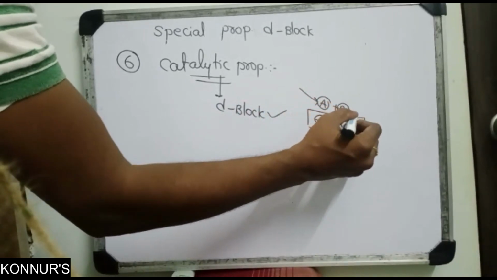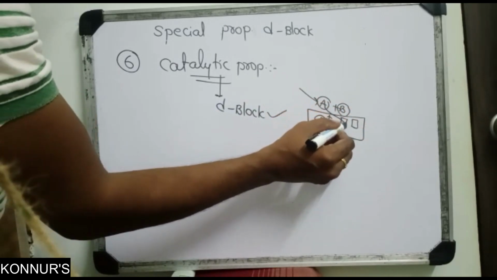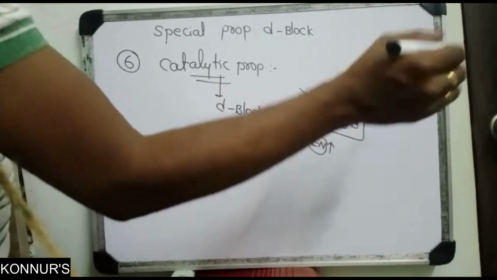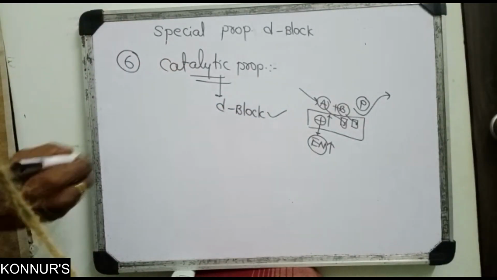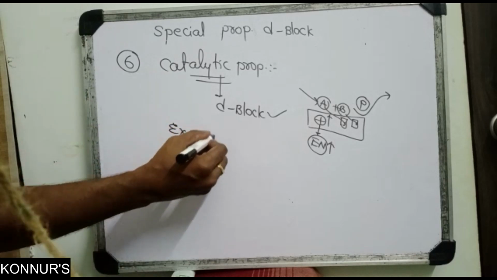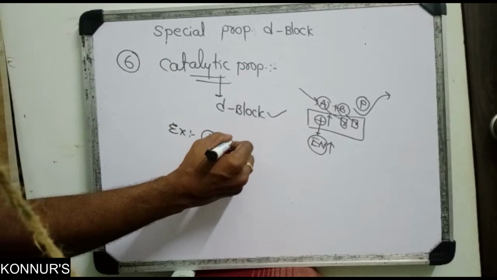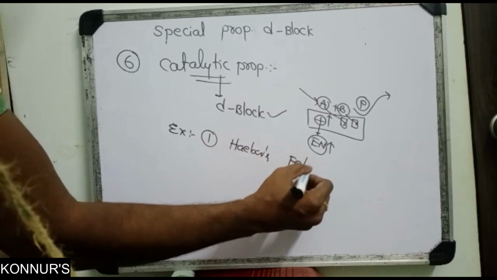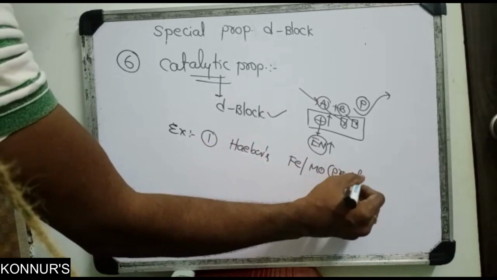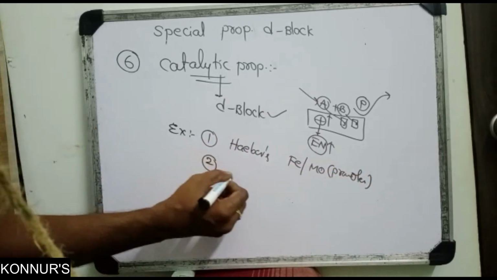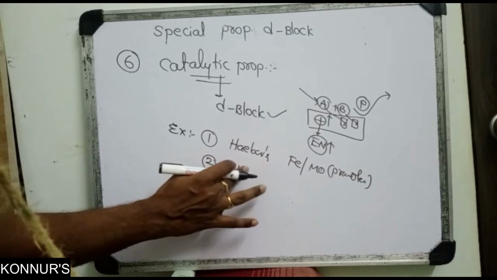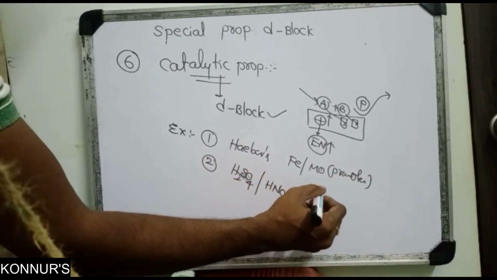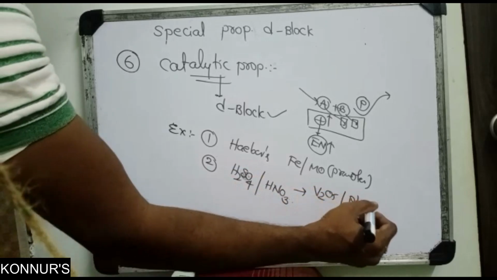The reactants are easily bombarded on the surface, and the empty orbitals give accommodation to them. After that, the product forms and is ejected from the surface. Examples are important. In the preparation of ammonia, Haber's process, iron is the catalyst and molybdenum is the promoter. Next, in the contact process for preparing H2SO4, and also in HNO3 preparation, we use V2O5, vanadium pentoxide, or platinum.